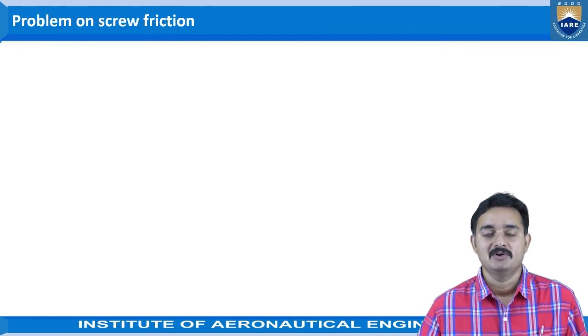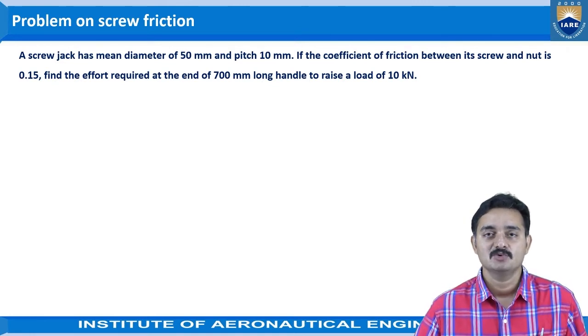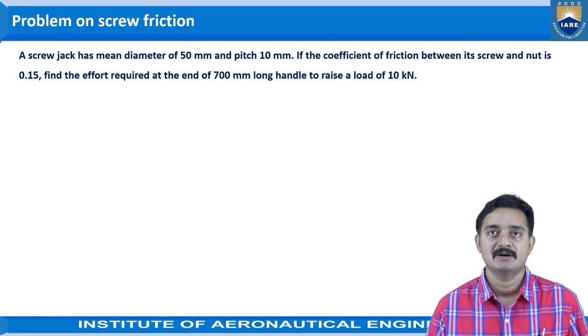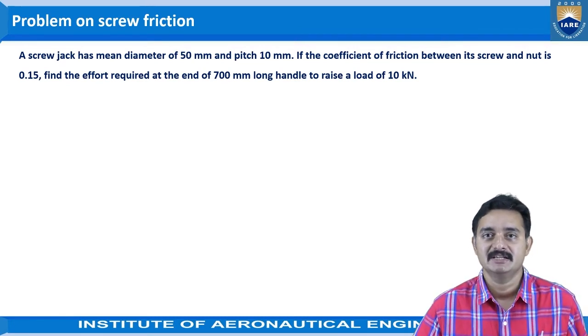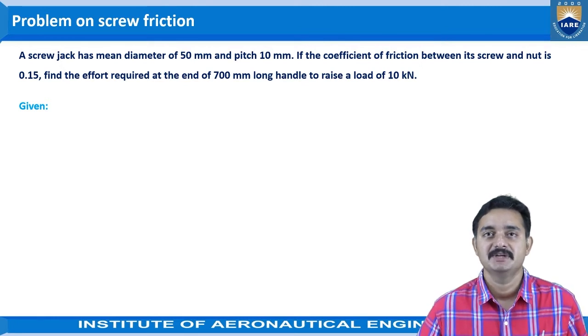First, let us do a problem on screw jack, on screw friction. The problem given is: a screw jack has a mean diameter of 50 mm and pitch 10 mm. If the coefficient of friction between its screw and nut is 0.15, find the effort required at the end of a 700 mm long handle to raise a load of 10 kN. If you observe here, the details given are related to the specifications of the screw jack. So the given data available in the question is being written here.